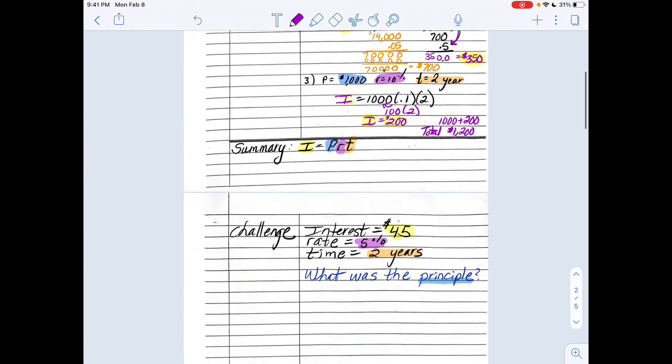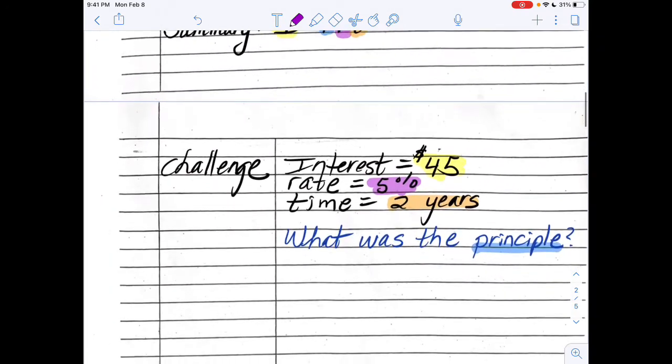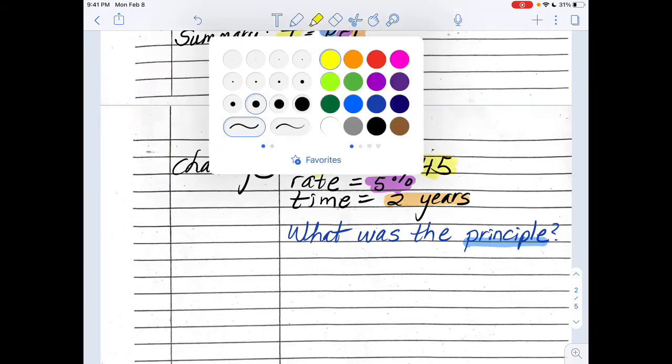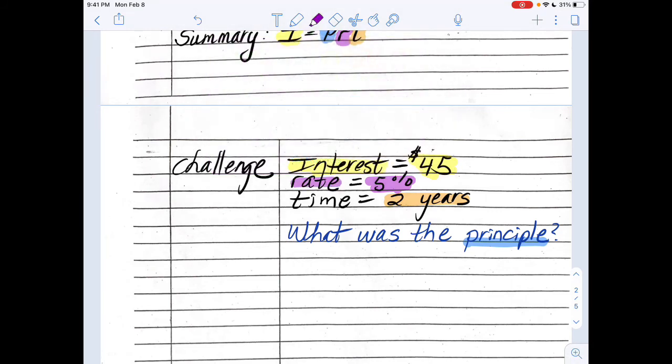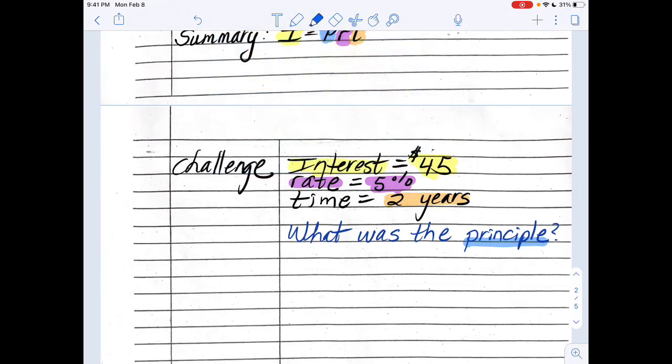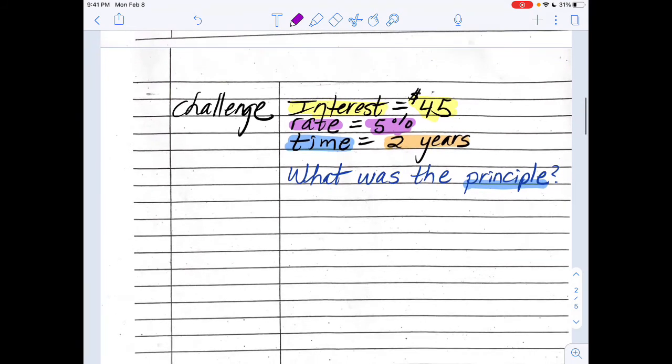All right, there's one more problem. This is a challenge problem because the way I wrote this one out is showing that you know your interest and you know your rate and you know your time, how long you're going to borrow the money, but you don't know how much was borrowed. So let's calculate one like that. So remember our formula is I equals P times R times T.